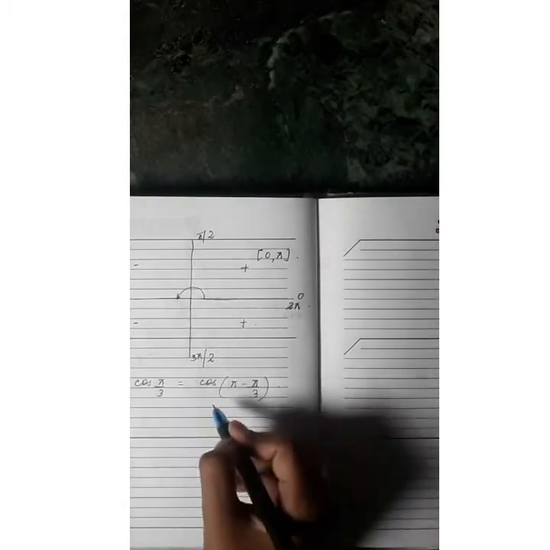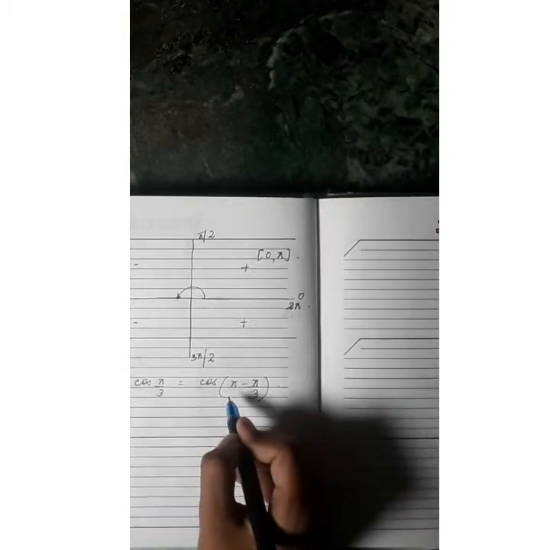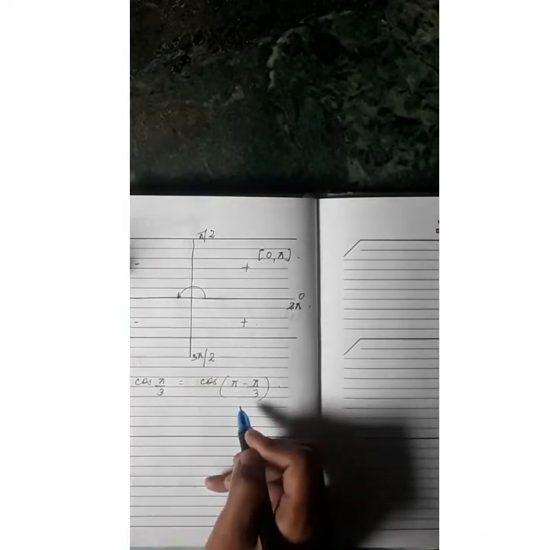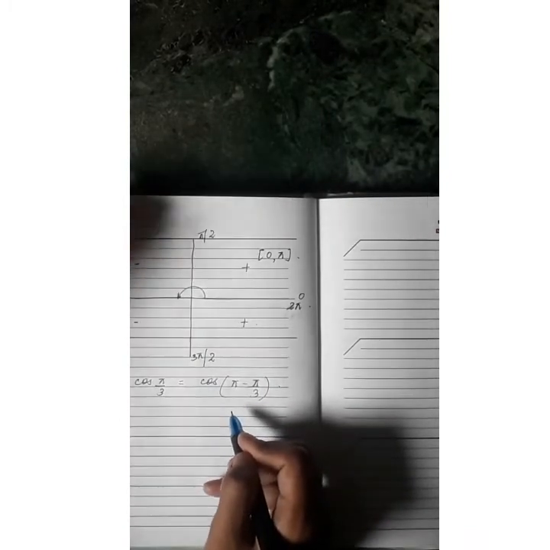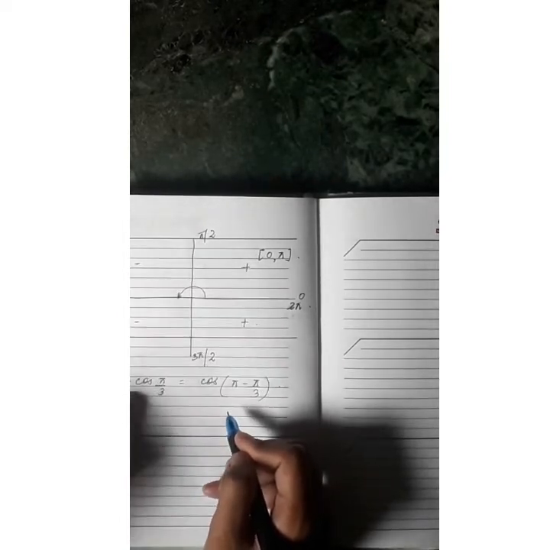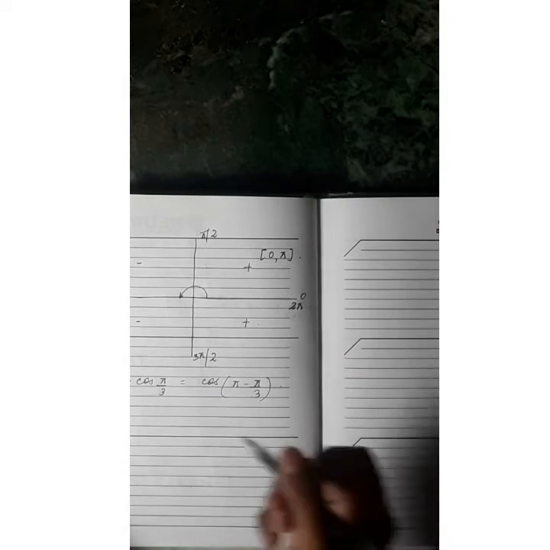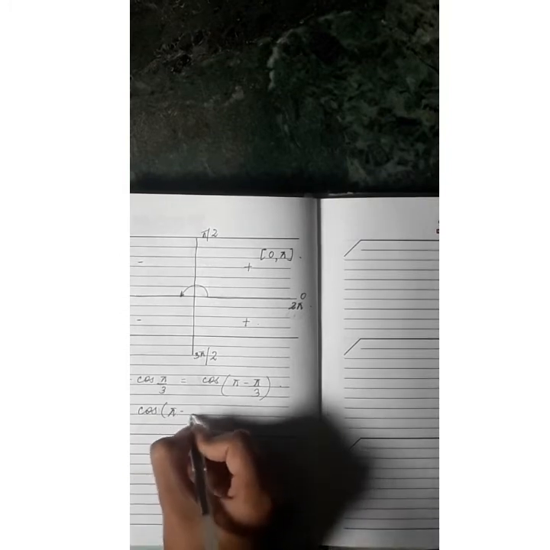Why? Since see, cos pi minus pi by 3, pi minus something. So you will come in the second quadrant, and ultimately the value of cos will become negative, and it is minus cos pi by 3. This is an identity also. It is cos pi minus x is equal to minus cos of x.